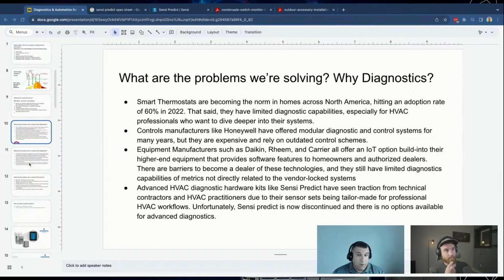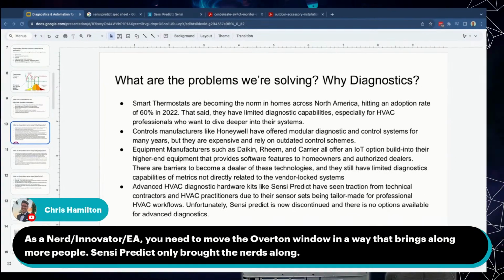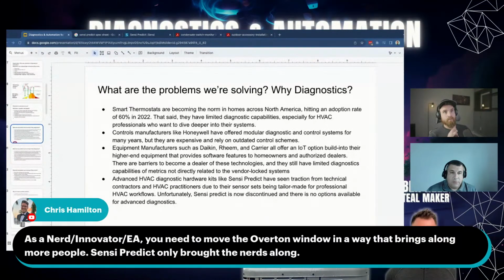It has no idea whether you were baking cookies all day, and maybe that's why the unit ran longer. There's a lot more information that's needed to really do true monitoring and diagnostics.